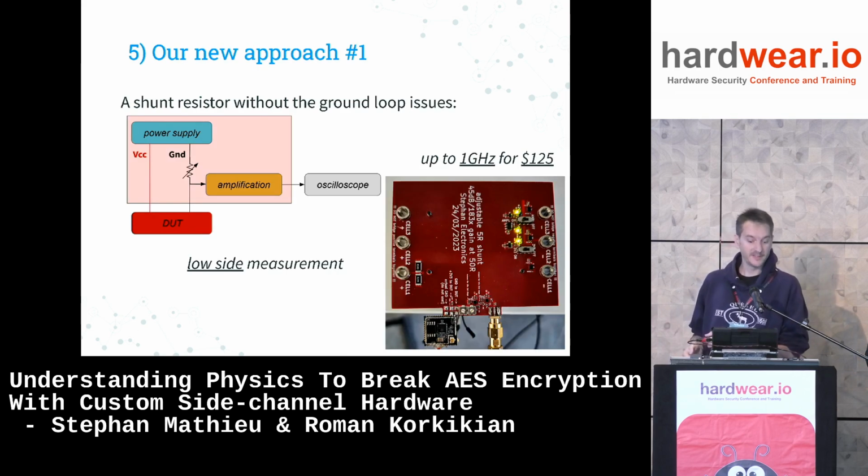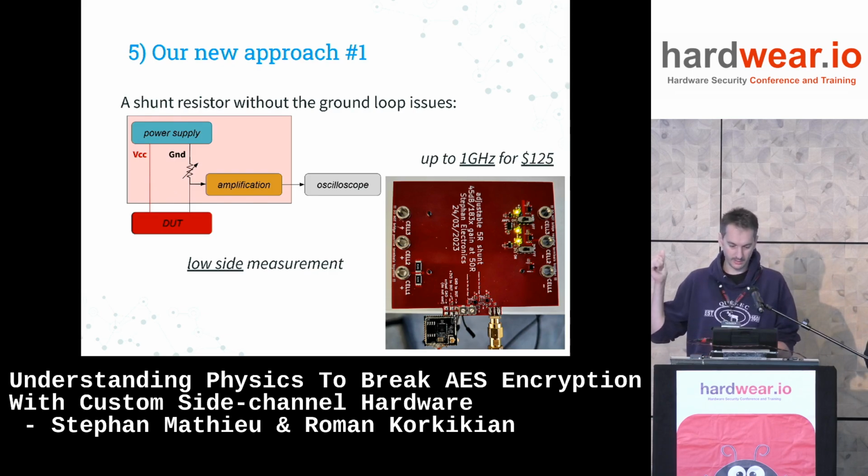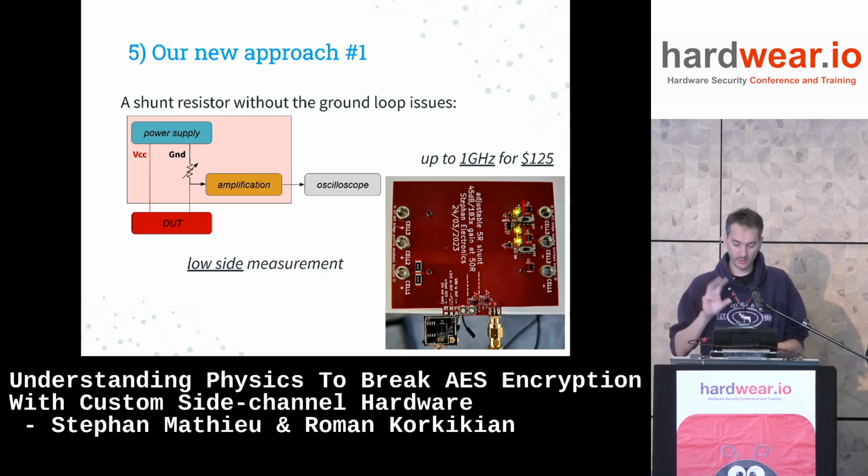We came here to present devices. This is one of the devices that we are releasing. In short, it's a board that provides the power supply to your device on the test, has a shunt resistor, and the amplification is on the board itself. So therefore, it isolates itself from everything. You connect an oscilloscope, up to 1 gigahertz, for $125, and it is a low side measurement.